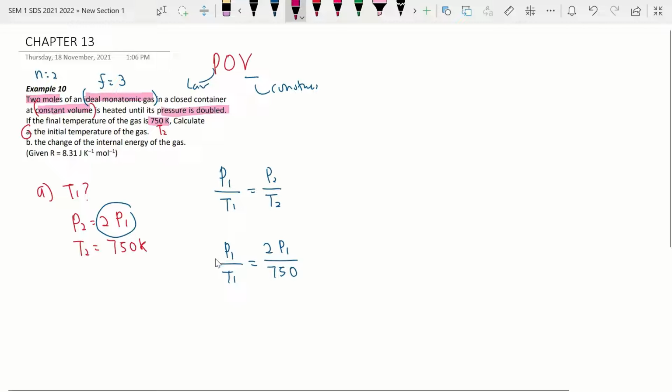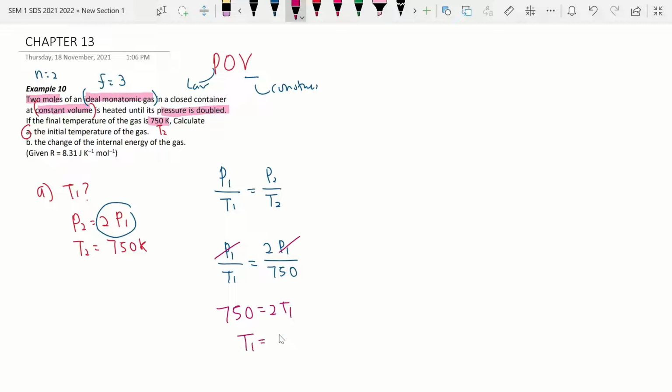So the initial pressure P1 we can cancel, because left and right is the same thing, it's mathematics. So you will get 750 equals 2T1. So your initial temperature is 375 Kelvin.